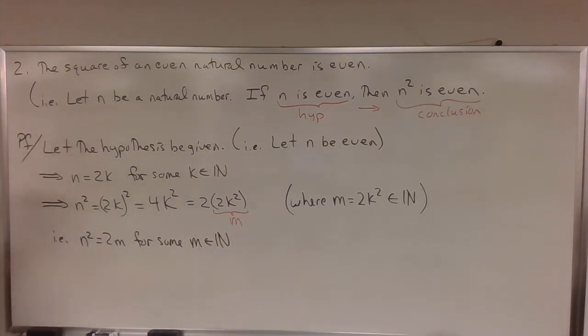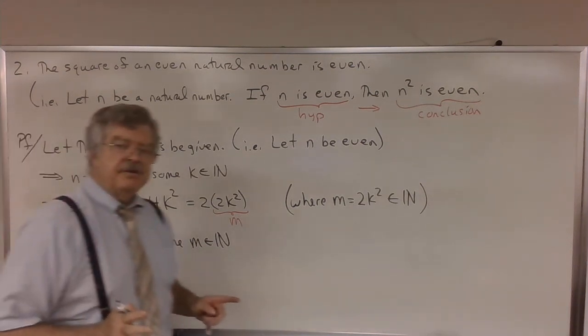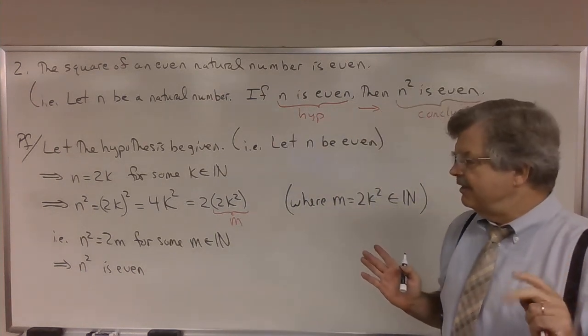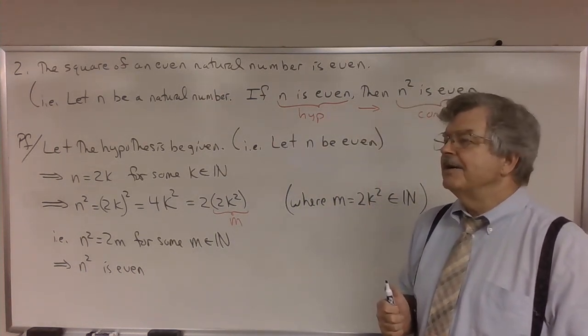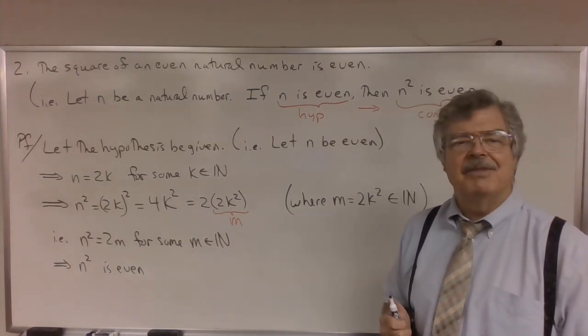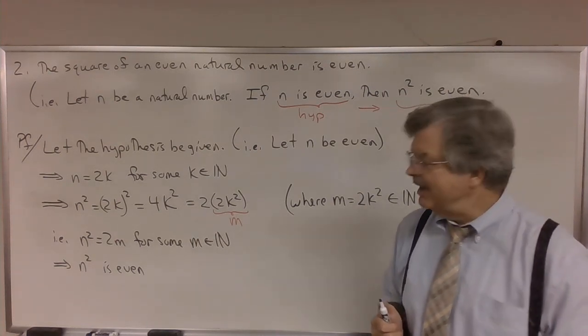Well, this is what we wanted to show, right? n squared equals 2m for some natural number n. So, n squared is even. We're done. But our readers who are looking at this proof on autopilot may not realize that we're done. So we have to sound that gentle alarm that tells them it's time to get off the plane.